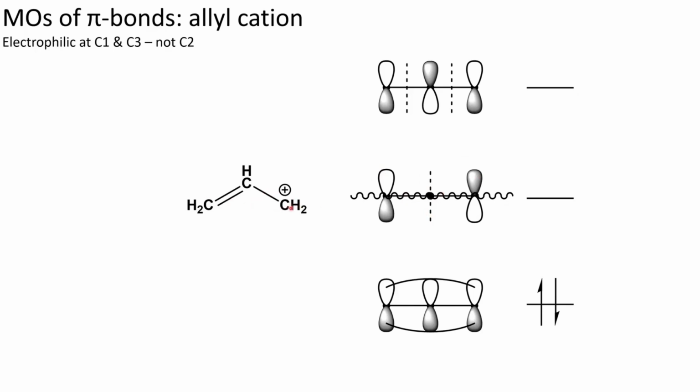That's predicted by resonance. We could put the positive charge here, we could put the positive charge here, but we never get the positive charge on carbon number 2. But that's borne out in the molecular orbital picture. It's just so cool.